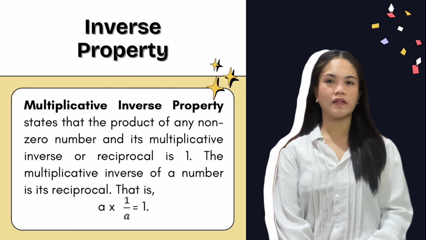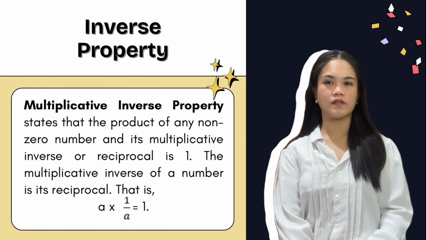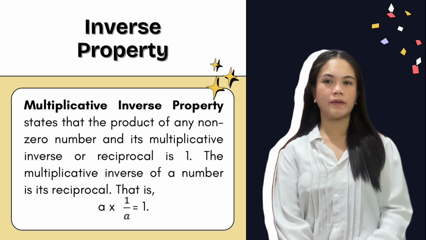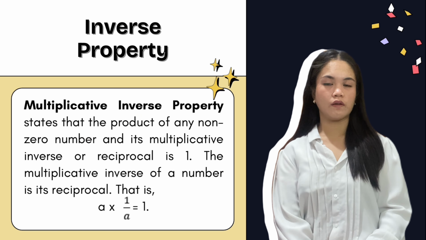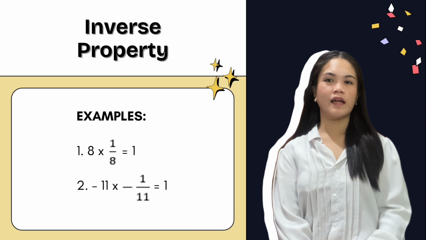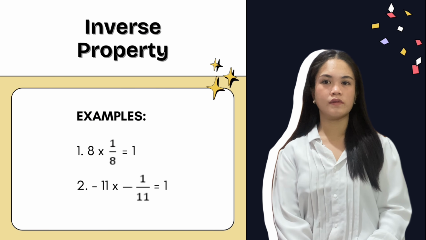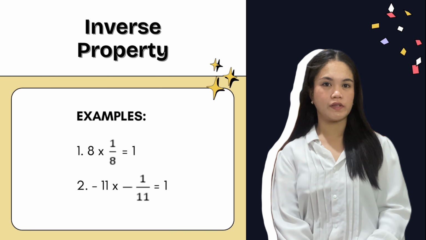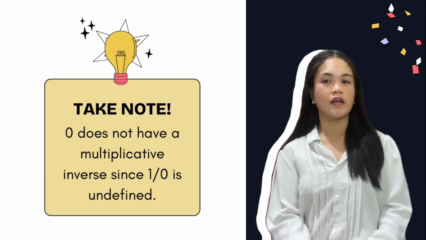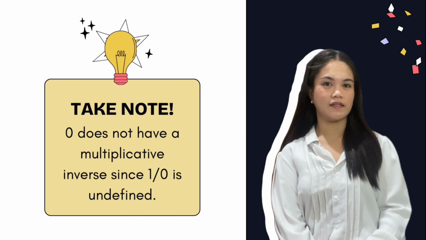Next is the multiplicative inverse property. It states that the product of any non-zero number and its multiplicative inverse or reciprocal is 1. The multiplicative inverse of a number is its reciprocal. That is, a times 1 over a is equal to 1. The examples are, number 1, 8 times its reciprocal, which is 1 over 8, is equal to 1. And number 2, negative 11 times its reciprocal, which is negative 1 over 11, is equal to 1. Take note, 0 does not have a multiplicative inverse since 1 over 0 is undefined.